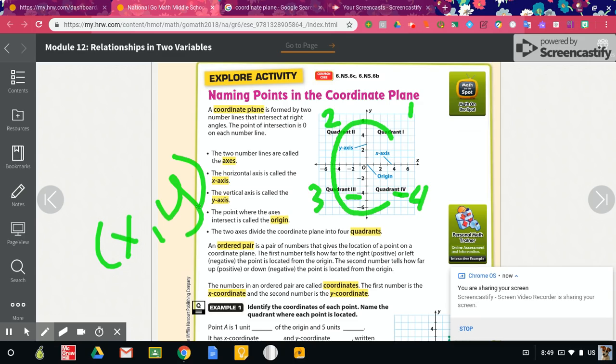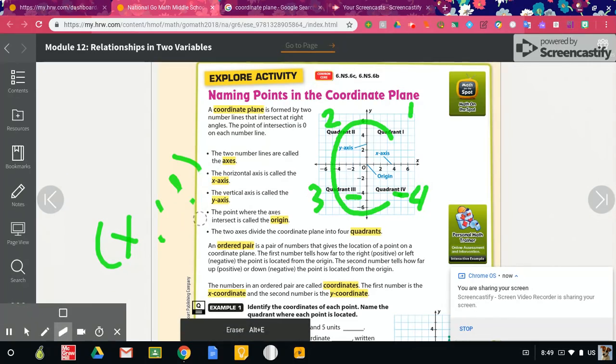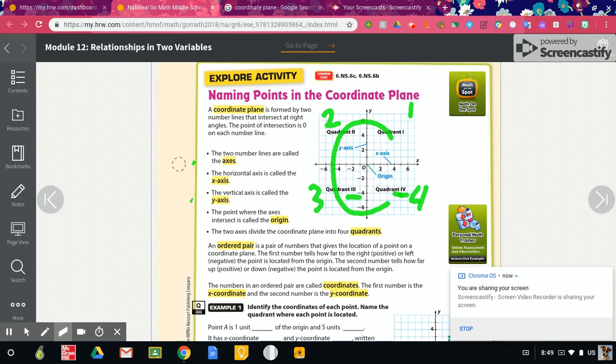So you need to have everything in the yellow written down, and then you also need to fill in everything that's on the graph over to the right. So let me erase this. Go ahead and pause the screen if you need to get caught up, because I'm going to go to the next slide.